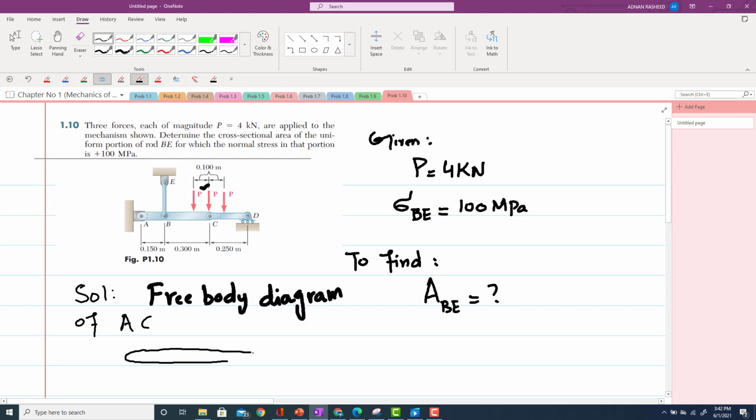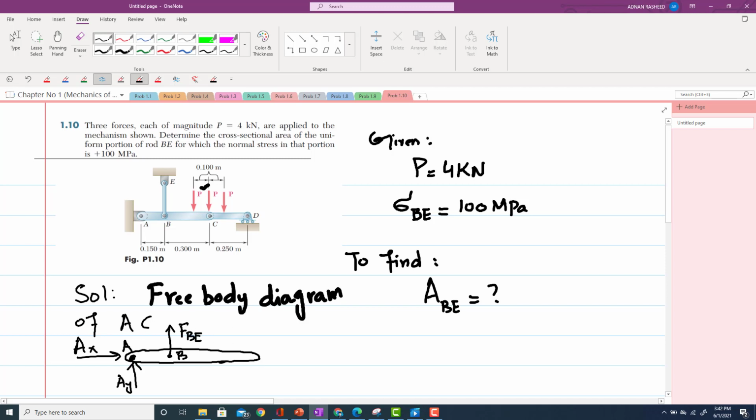Let's say this is that AC. This is a point A. If you remove the forces at point A, you have to show the horizontal and vertical forces. This is AY. This is AX. Similarly, this is the point B. There will be a vertical force that will be FBE.